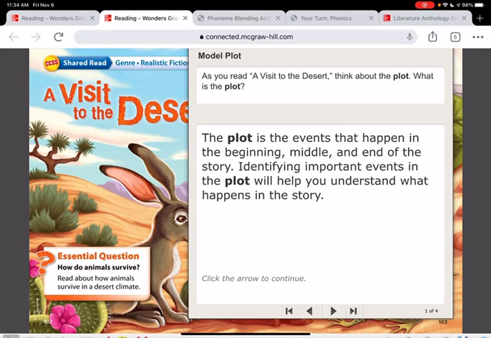So think about a story you like and think about what the plot is. For example, when we read the Pete the Cat about his white shoes and how they have different colors, the plot would be his shoes change every time he steps in something else. But it's okay, and he just keeps on going.